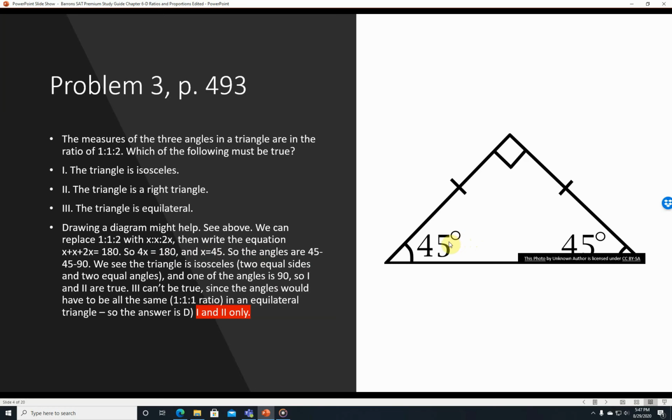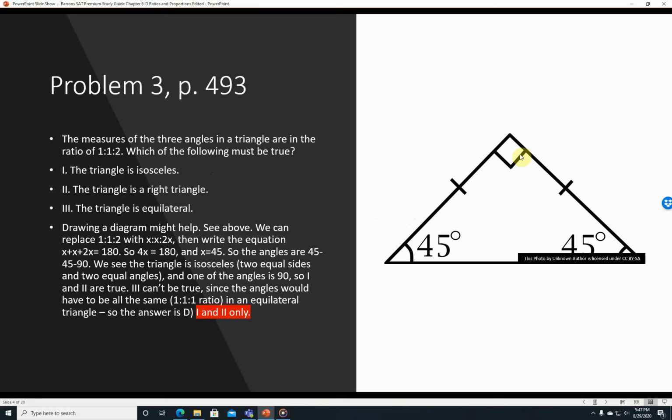And how do I know that? Because we know it's going to be x, x, 2x. So that's 45, 45, and that's 90. So we draw a right triangle with 2 equal sides. How do we know they have 2 equal sides? Because there are 2 equal angles, and therefore the sides opposite these angles also have to be equal. That's the definition of an isosceles triangle. So that tells us that number 1 is true. The triangle is definitely isosceles.